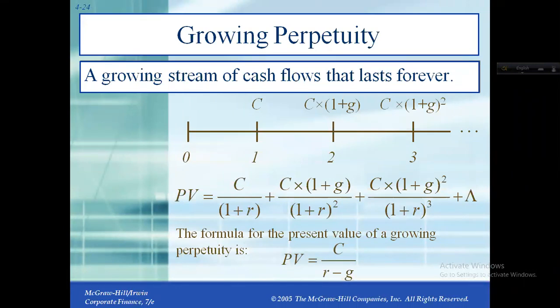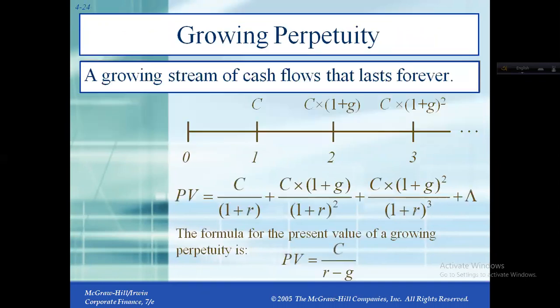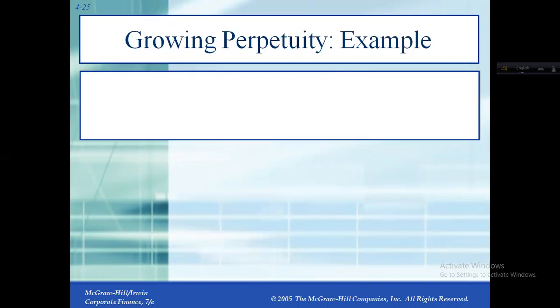For that reason, there is a growth rate, and interest rates fluctuate depending on risk. So what is growing perpetuity? A growing perpetuity means where the cash flows grow in a perpetuity. So what will be the present value when we use growing perpetuity? Then the formula will be present value equal to C divided by (r minus g), where C means coupon, r means interest rate, and g means growth rate.